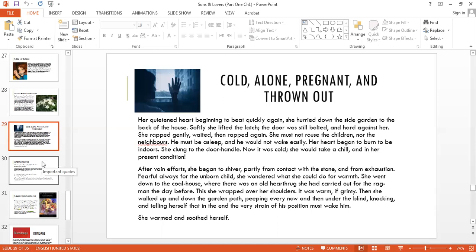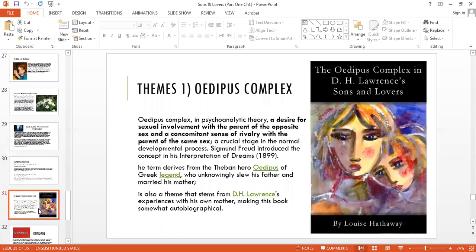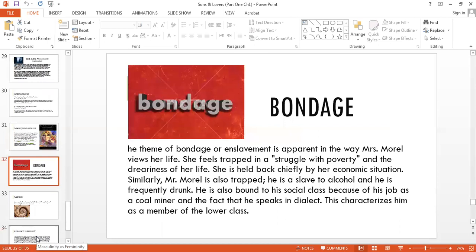Anyway, the chapter ends with all this rich information. We have many important quotes. These are my favorites. We have many important themes. Oedipus complex, this is the center, and this is the main title, Sons and Lovers. The sons love their mother, and their mother loves their sons. Okay, we have the bondage, because here they are bound. Everyone is bound with something.